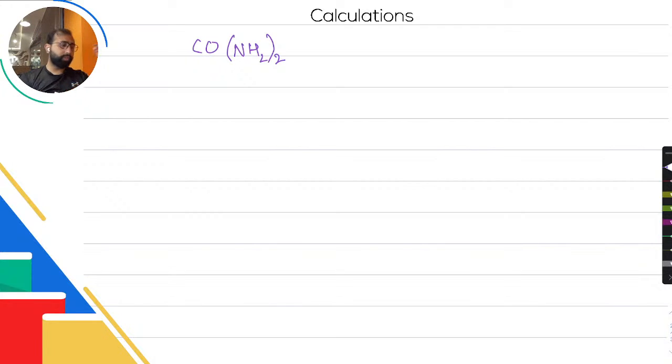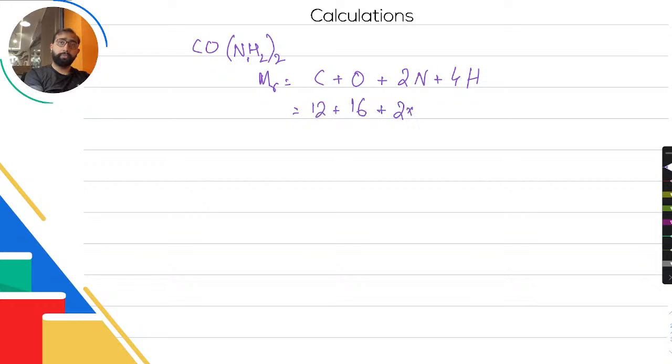So for that, I'll first figure out the MR of this thing. I have 1 carbon, 1 oxygen, 2 nitrogens because this is 1 times 2, plus 4 hydrogens because 2 times 2, that's 4 in total. The total comes out to be 12 plus 16 plus 2 times 14 from the periodic table plus 4 times 1. Now let me add it all up. So 12 plus 16 plus this, that is 60. So its MR is 60 atomic mass units.